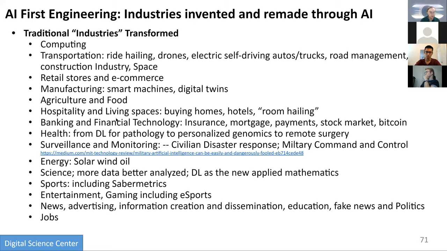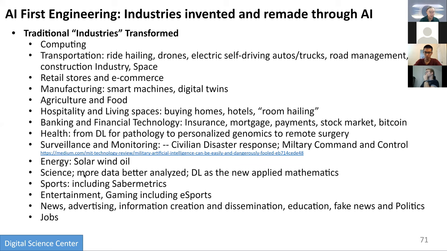Banking has a huge effort called FinTech, financial technology, which has a huge investment. And health, we also can discuss, has a lot of deep learning, such as for pathology or personalized genomics. And there's also things like remote surgery, where the AI guides a robotic surgeon doing an operation on you. Energy has a lot of impact from both, say, intelligence, which is again software for the electrical grid, as well as some material things like solar and wind power.